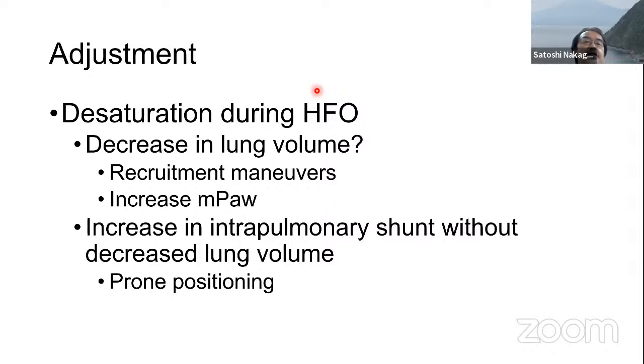In the situation of an increase in the intrapulmonary shunt without decreased lung volume, the recruitment maneuver or higher airway pressure may not be helpful. So you must consider prone positioning with the high-frequency oscillation.